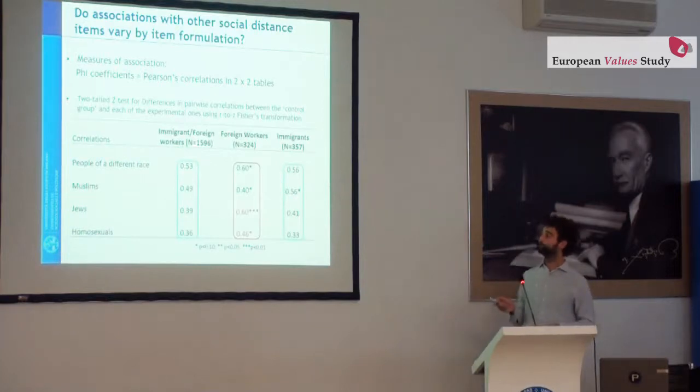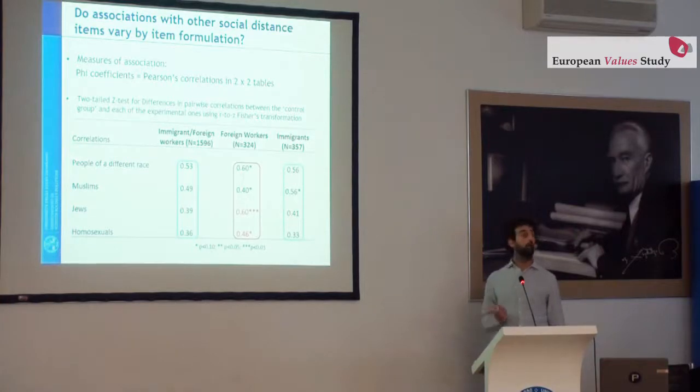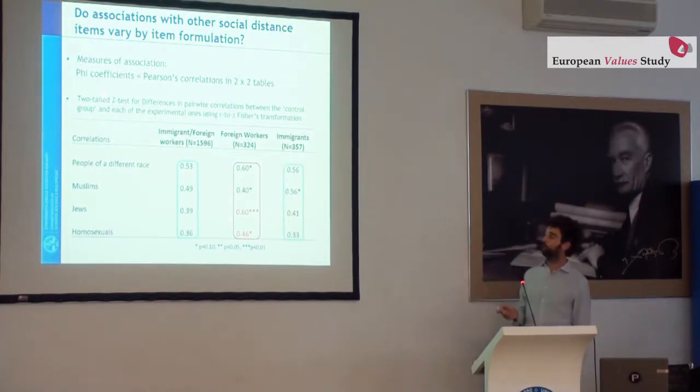And so if we want to look at the association with the other variables of social distance, here I show the Pearson correlation between the item in its different formulations, immigrant foreign workers, immigrants, and the other items of social distance. If you look here in blue, for people of a different race, Jews and homosexuals, the results are very similar between the immigrant foreign workers item and the immigrant item. There is a difference between Muslims and immigrants, 0.49, 0.56, but we detect higher differences if we compare the foreign workers item's correlation with the other items, and immigrant foreign workers and the others.